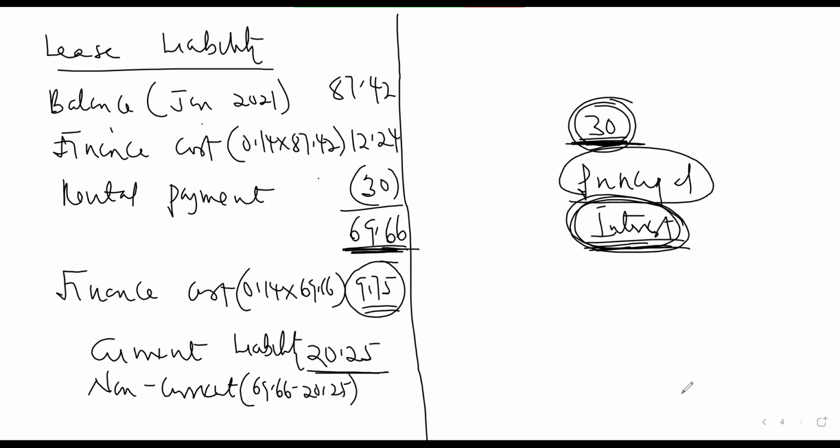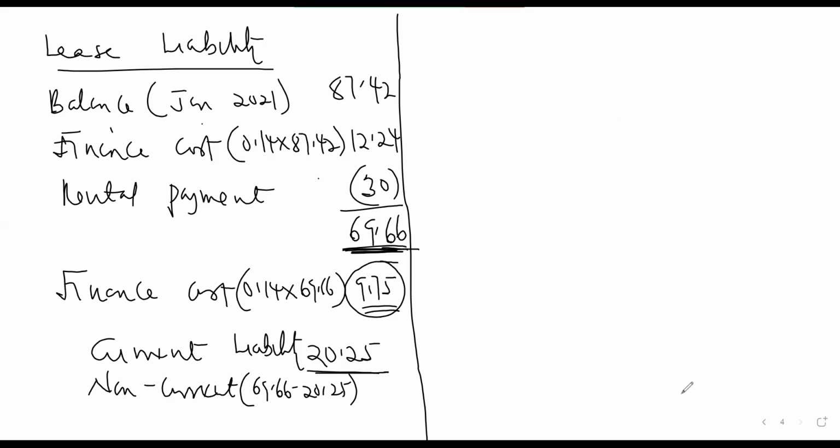But if you cannot separate, just show your 69.66 as a non-current liability. Nobody will come and lash you in your house. It is better for you to get one tick than to get nothing for the two. It is not compulsory for you to show current; if you can show it, fine, and if you cannot show it, fine.